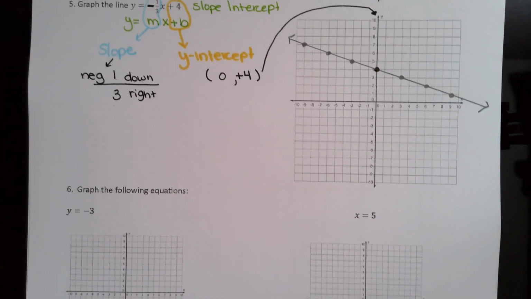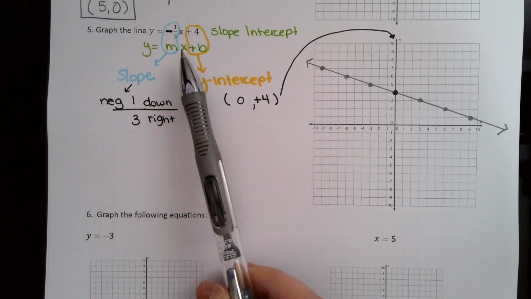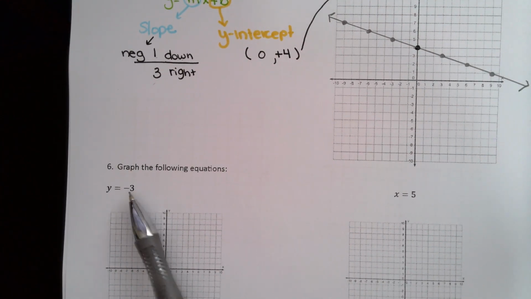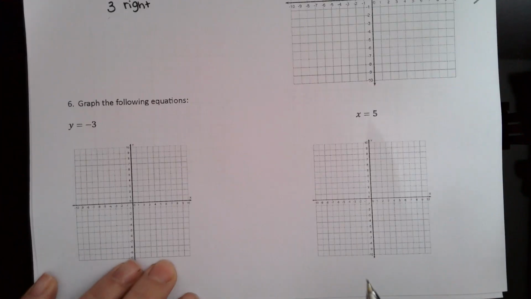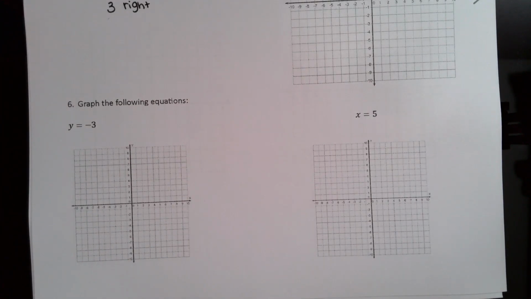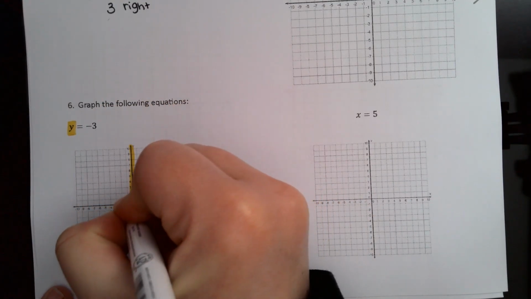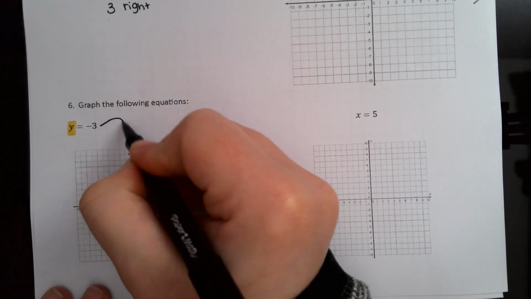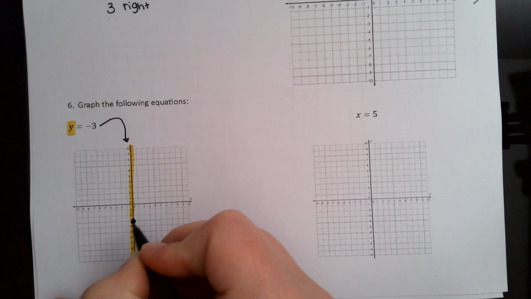Notice the difference between this equation here, mx plus b, versus this, where we just have y equals and x equals. These are called one variable lines. What you're going to do is find that number on that axis. Since we have a y, we're going to find the y axis. We have a negative 3, so I'm going to find negative 3 and put a point there.